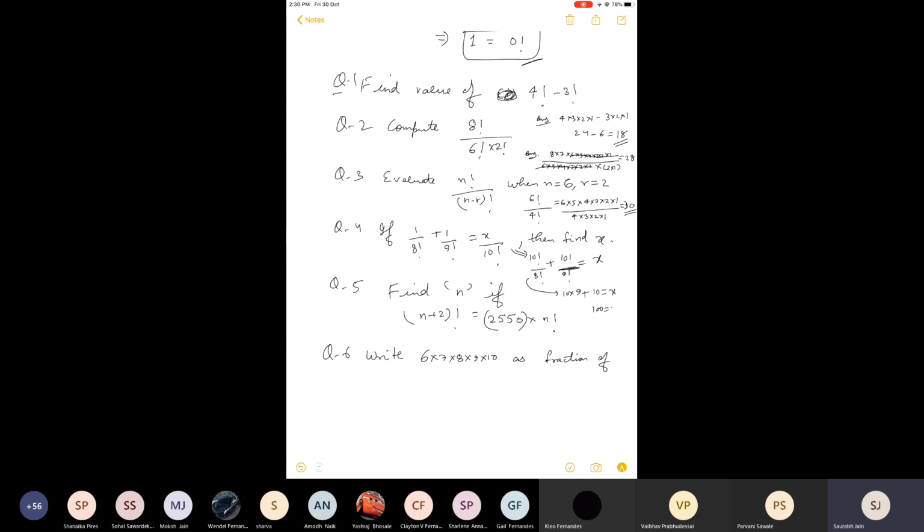90 plus 10 is 100. You are supposed to find x. This is the answer. So multiply both sides by the highest factorial. That will give you the answer very easily.